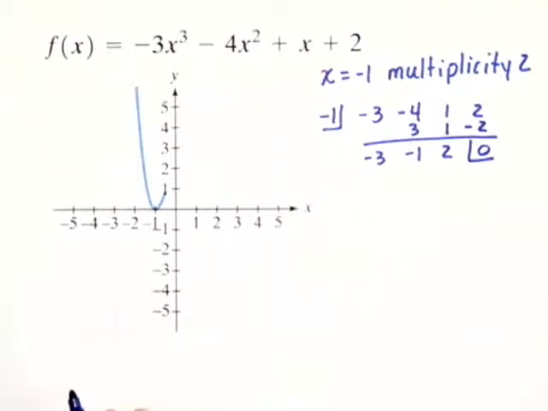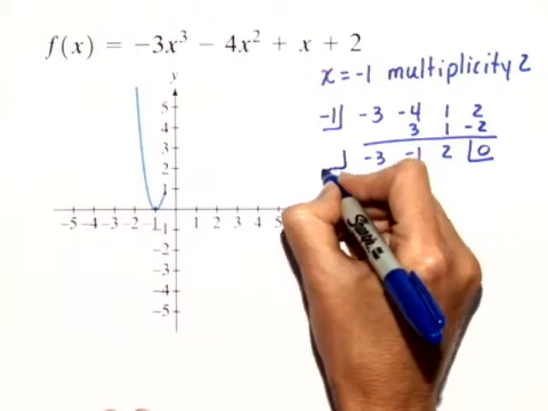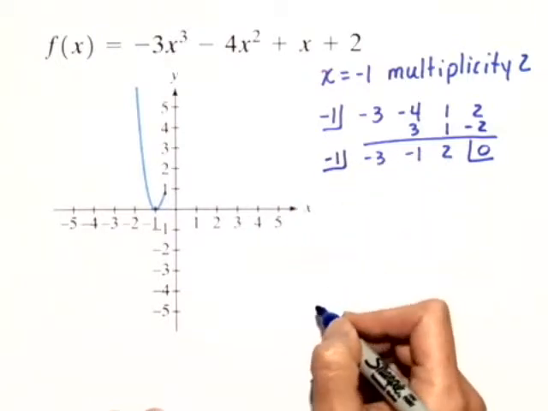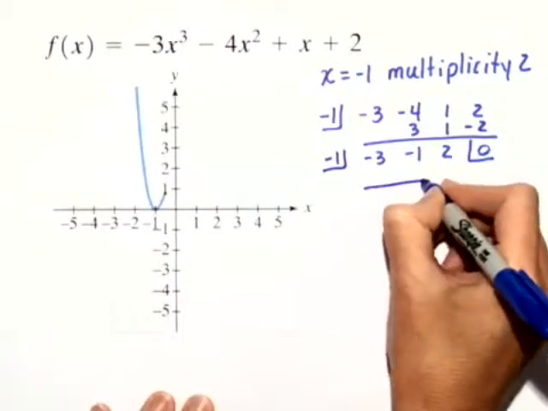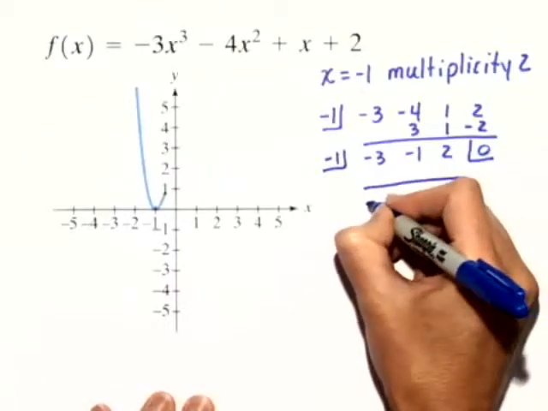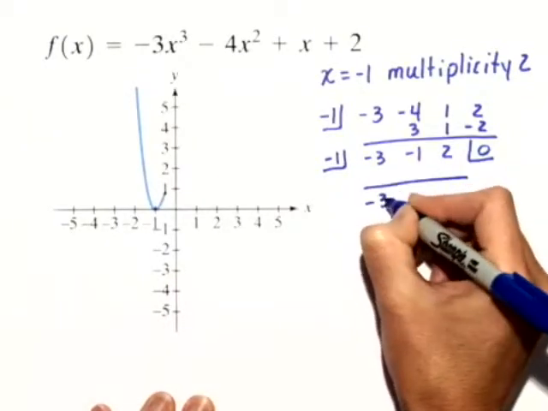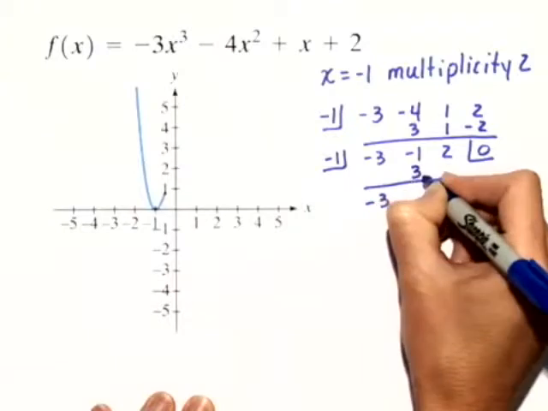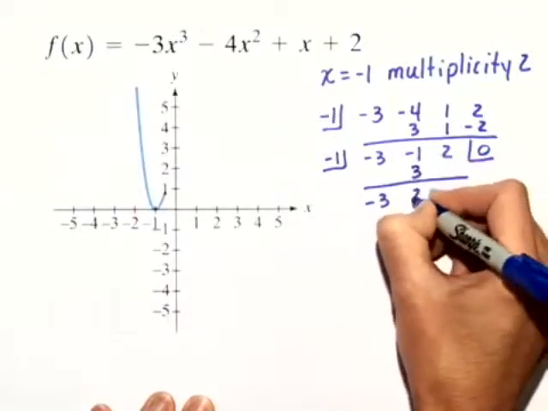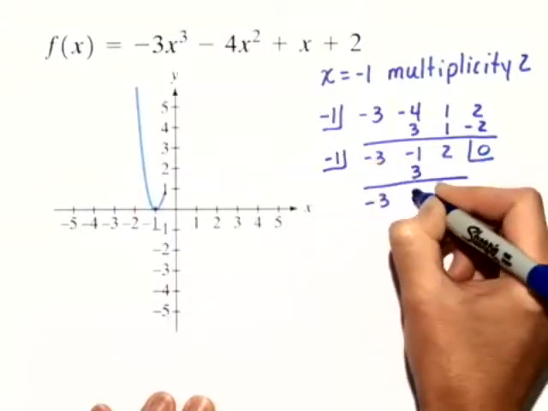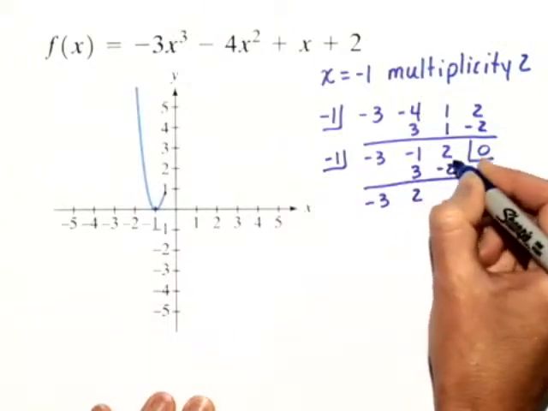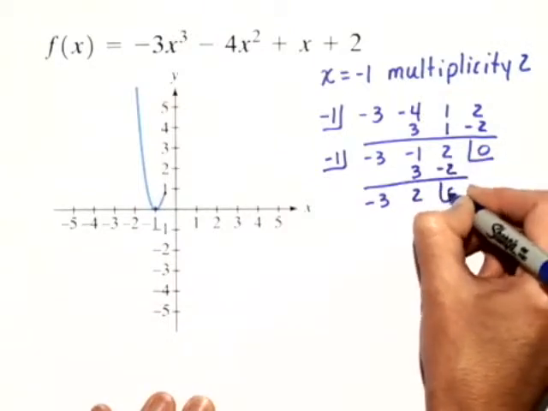But we also know that negative 1 is another 0, so we can do synthetic division again. We'll bring down the negative 3. Negative 1 times negative 3 is positive 3. Negative 1 plus 3 is 2. Negative 1 times 2 is negative 2. 2 plus negative 2 is 0.